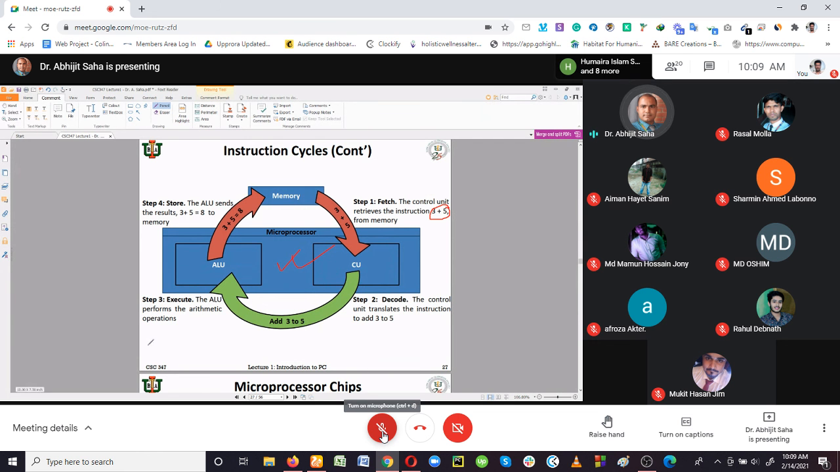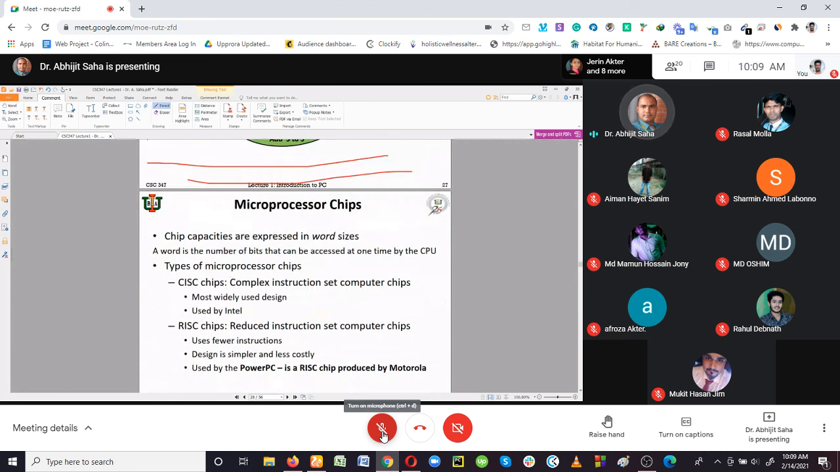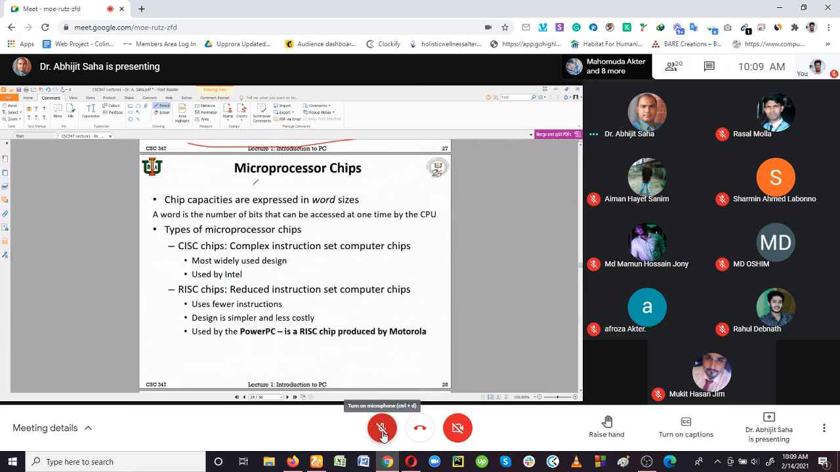You should not need to explain anything, because the explanation you are giving here is itself the answer. If the instructions are coming, the number of instructions is going to change. So you need the ASCII table information very much here. Here we have 2 types of microprocessor chips.